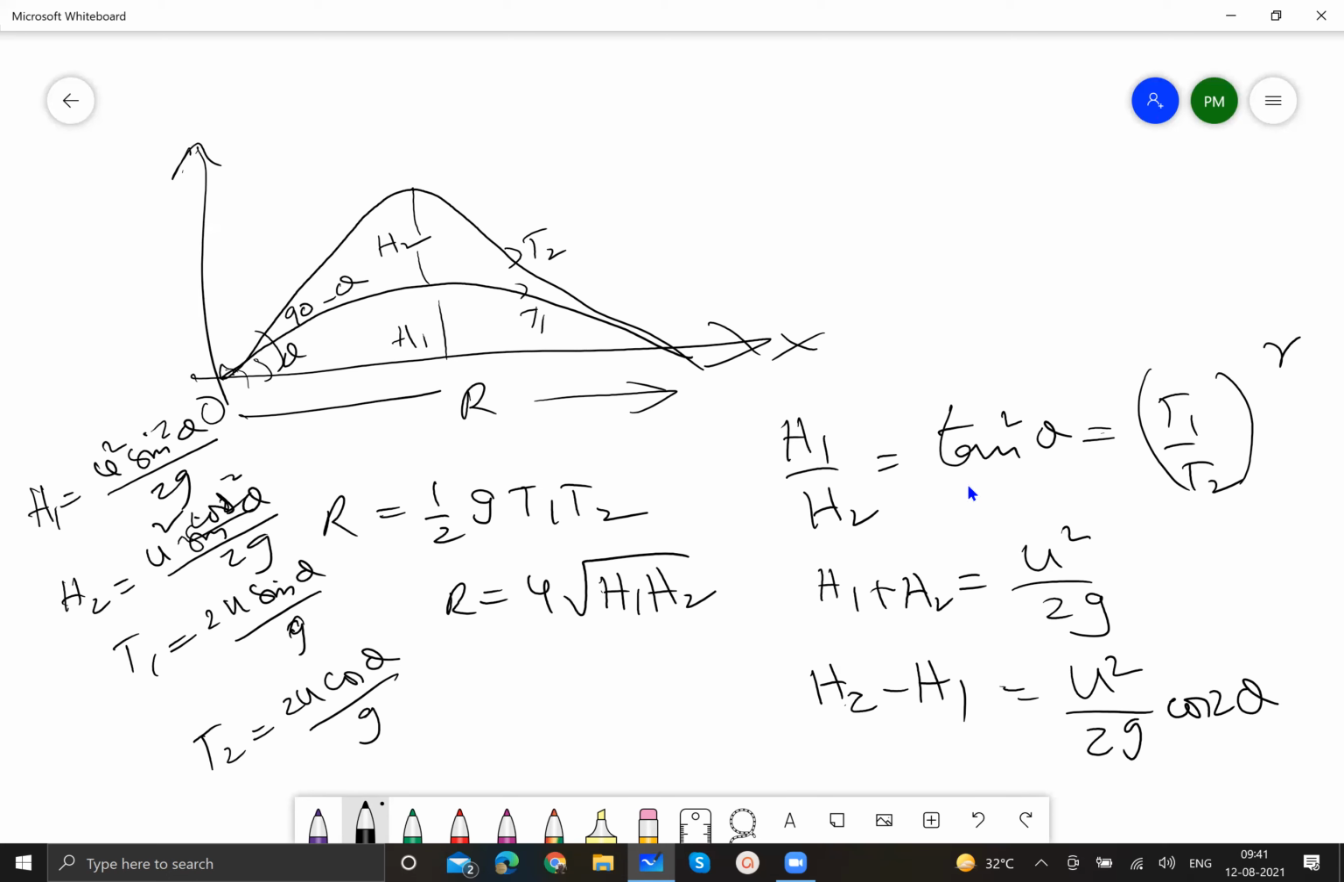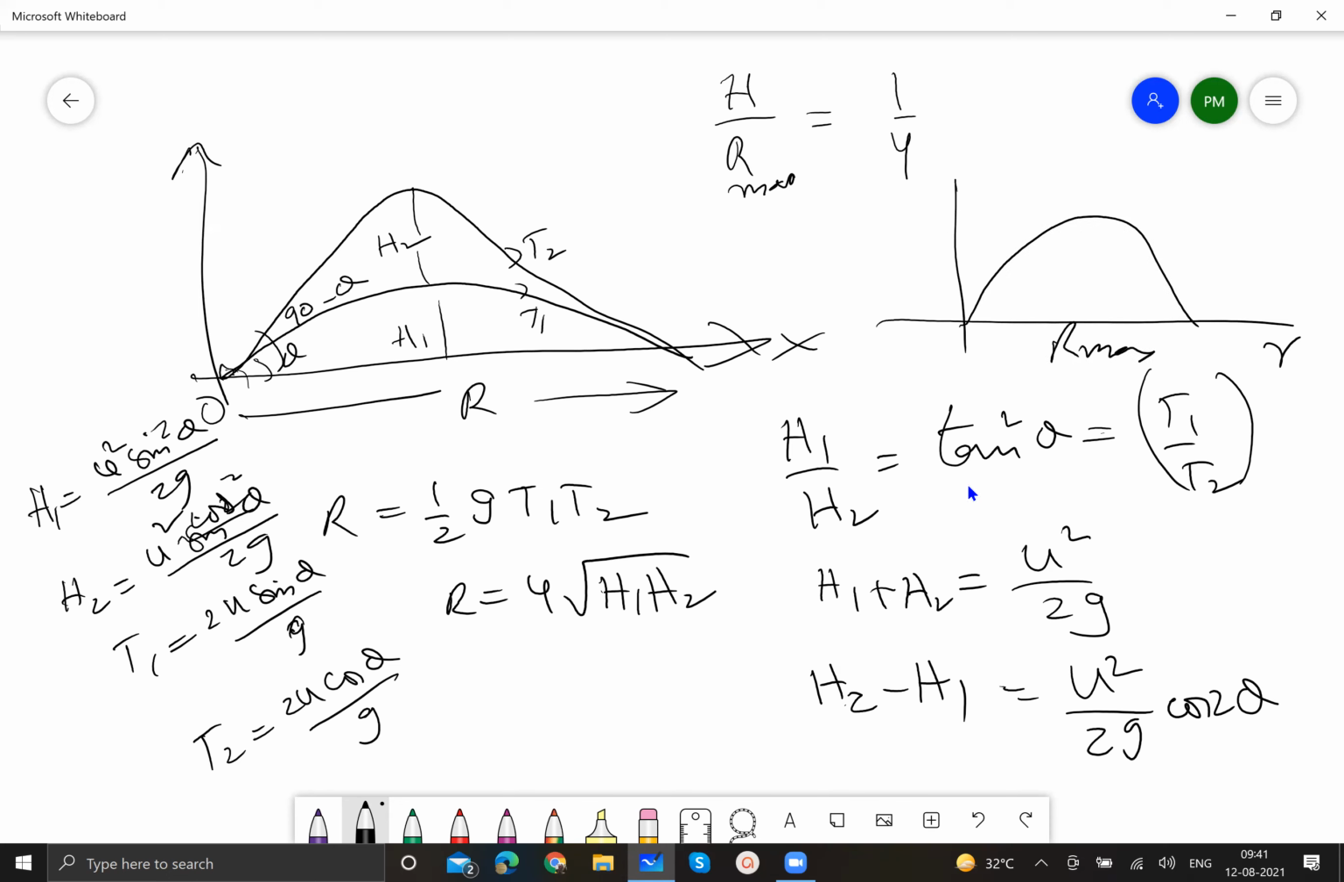Next, for a projectile, h by R maximum is 1 by 4. So this is the maximum range, and a body is projected vertically up with the same velocity. So this is h, and this is called h naught. So h naught by R maximum will be 1 by 2. Many students will confuse. h is the height of the projectile, so h by R max is 1 by 4.